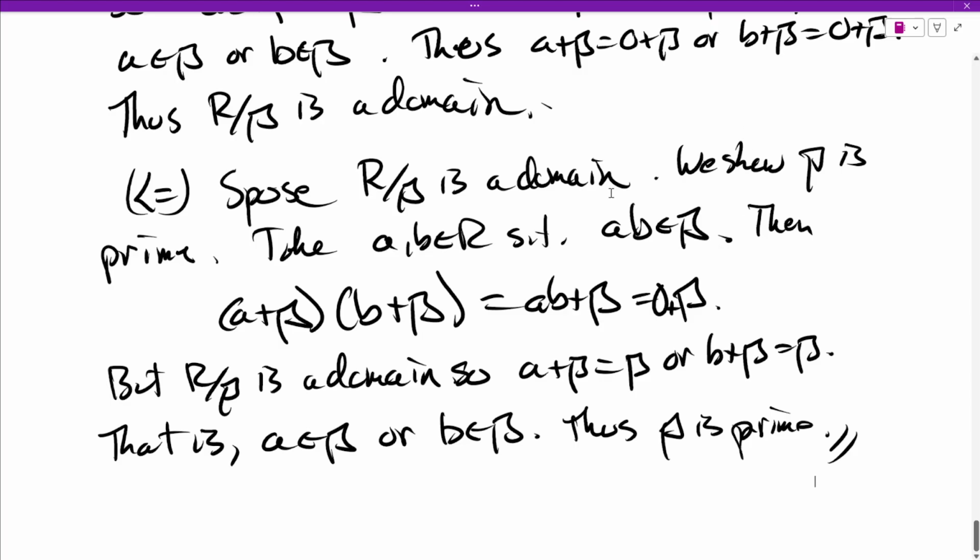Okay, so prime ideals, when you quotient by a prime ideal, you get a domain. And if you quotient by an ideal and you get a domain, you must have been quotienting by a prime ideal. So prime ideals produce domains with the quotient process.